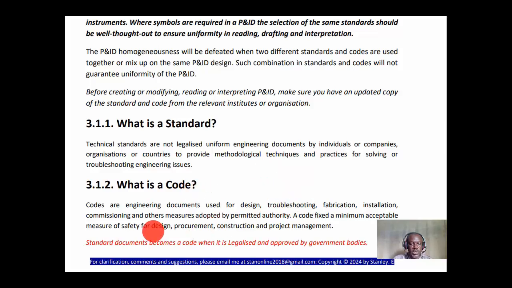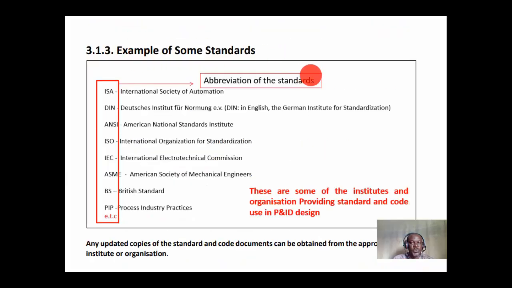What then is a code? Codes are engineering documents used for design, troubleshooting, fabrication, installation, commissioning, and other measures adopted by a permitted authority. A code fixes a minimum acceptable measure of safety for design, procurement, construction, and project management, and so forth. A standard document becomes a code when it is legalized and approved by the government body or the relevant authority.